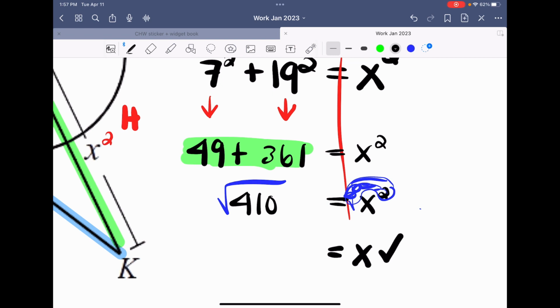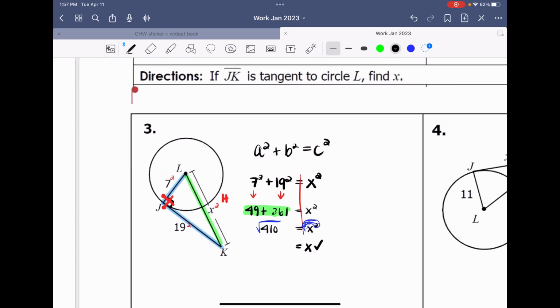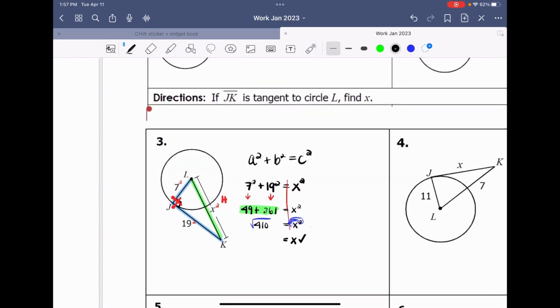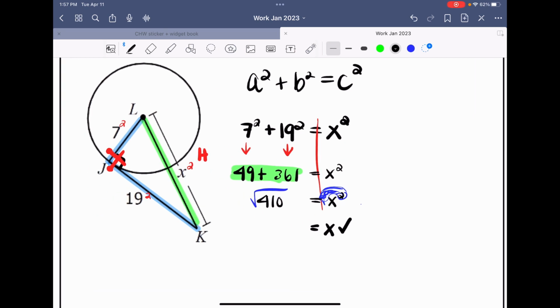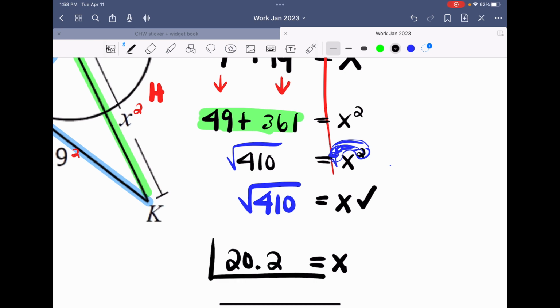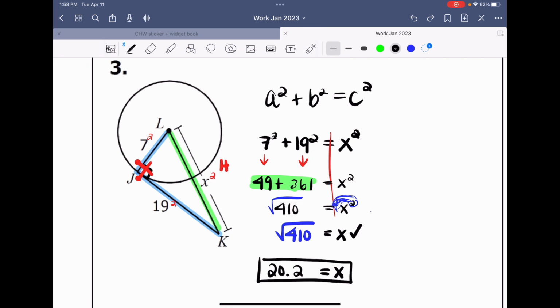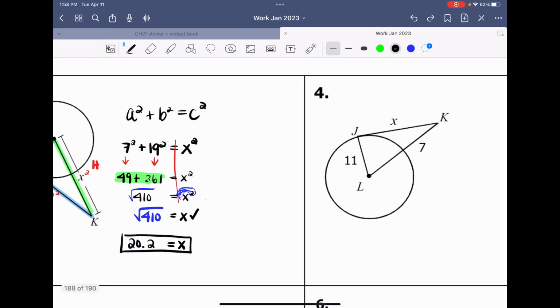Which is 20.2. It didn't really tell us to round, so it didn't say round or not round, so you could leave the answer as the square root of 410, but we're going to round, so we'll round to 20.2. So it means this side right here, this green side measures 20.2. All right, so that's how you do number 3.